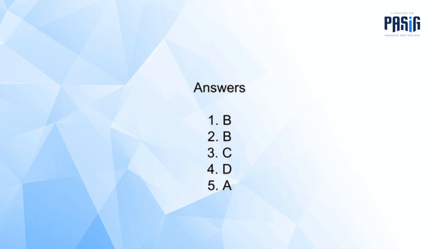Here are the correct answers. Number 1 is letter B. Number 2 is letter B also. Number 3 is letter C while number 4 is D and number 5 is letter A.